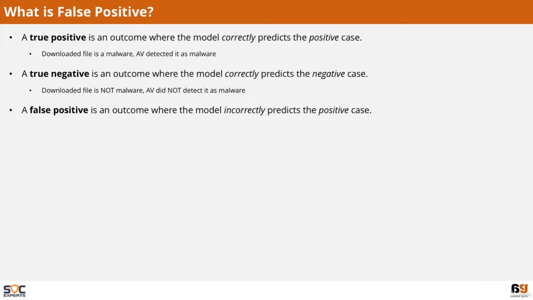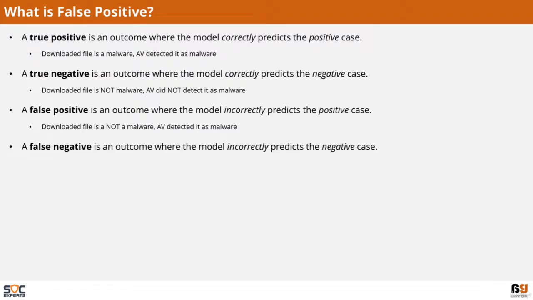A false positive is an outcome where the model incorrectly predicts the positive case. That is, the downloaded file is not a malware, but AV detected it as a malware. A false negative is an outcome where the model incorrectly predicts the negative case. That is, the downloaded file is a malware, but AV did not detect it as a malware.